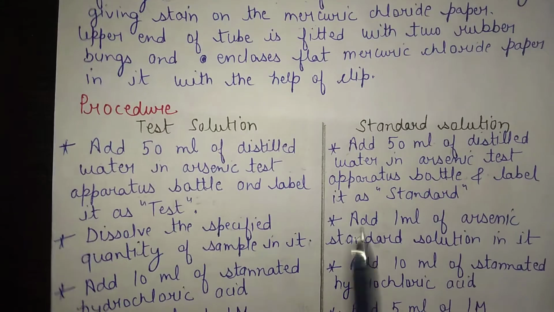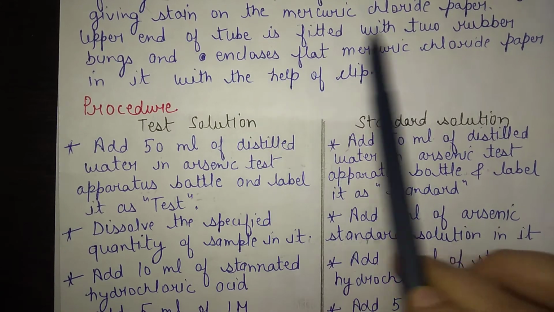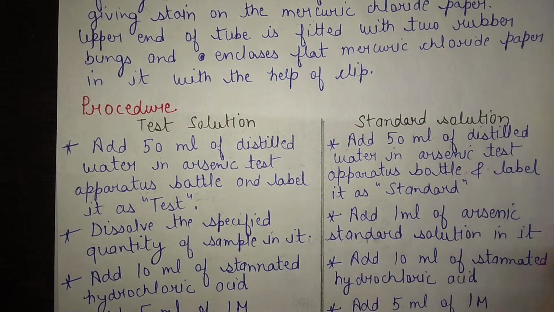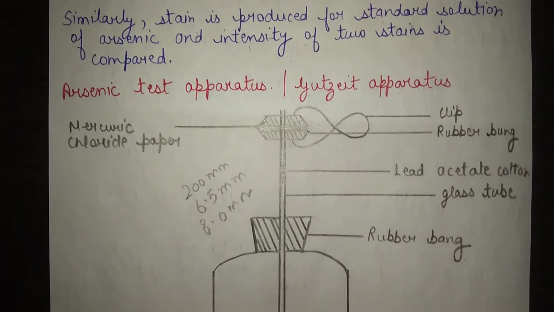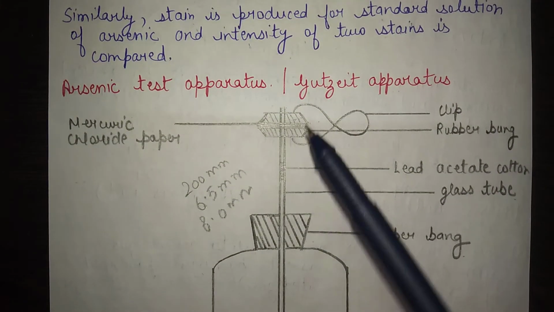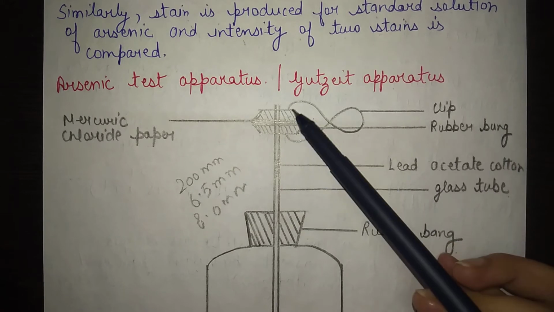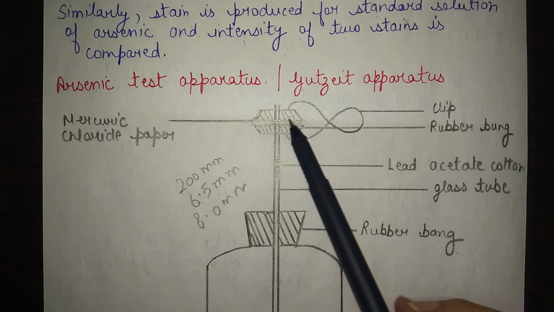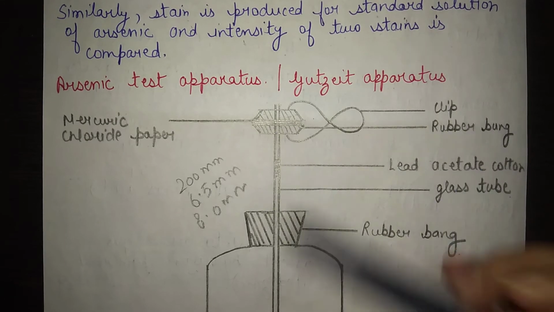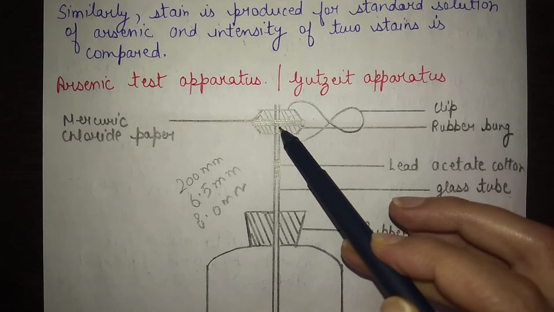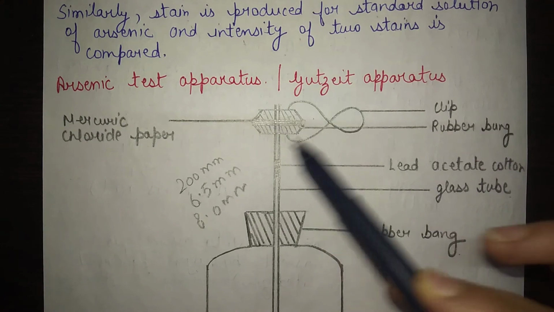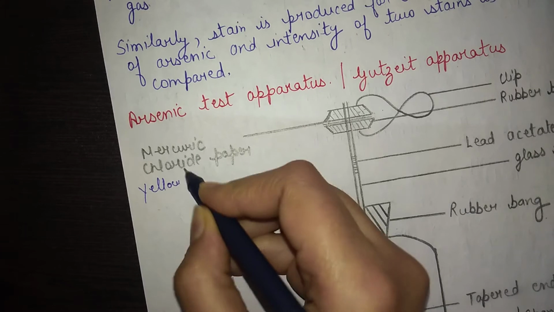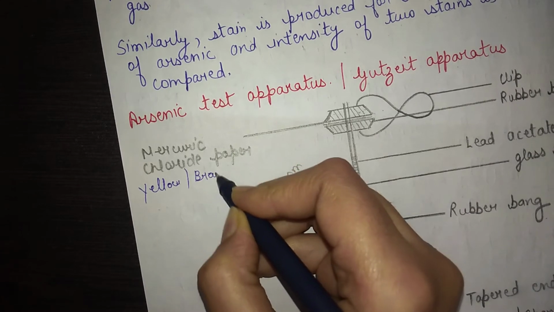Now the upper end of the tube is fitted with two rubber bungs and encloses flat mercury chloride paper in it with the help of clips. Now this is the upper end of the tube. It has two rubber bungs fitted with the help of a clip, and in between the two rubber bungs we place the mercury chloride paper. This is the mercury chloride paper with which the arsine gas will react to give the yellow or brown stain. So a yellow or brown stain will be produced.